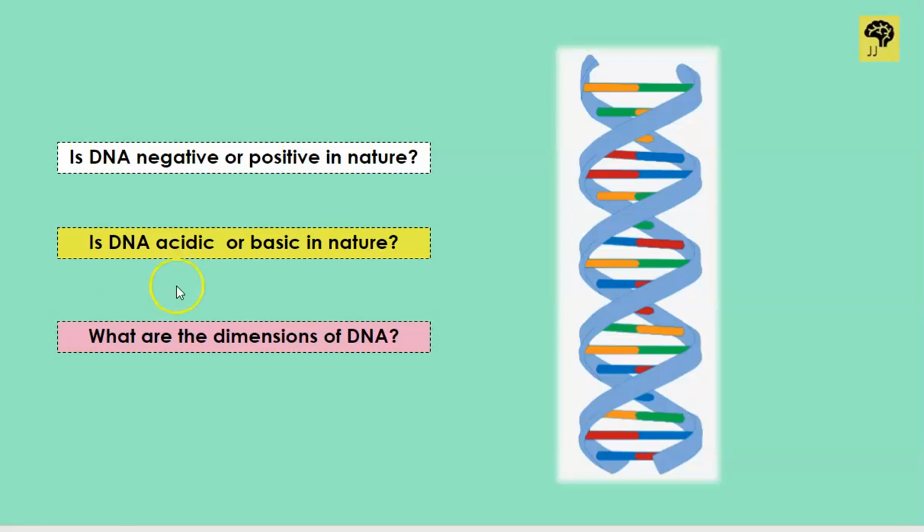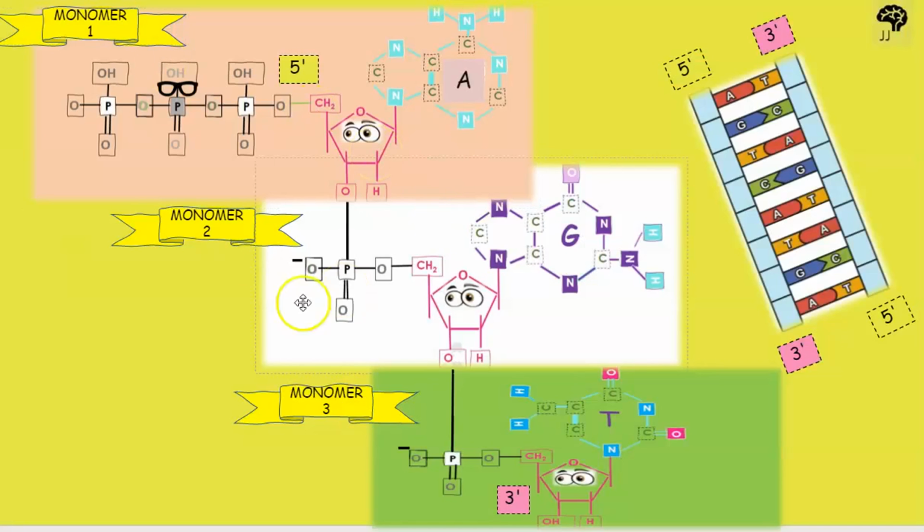Is DNA negative or positive? Well, you have the answer. DNA is negative because of the negative charge on the phosphate group. So the phosphate group is negatively charged.